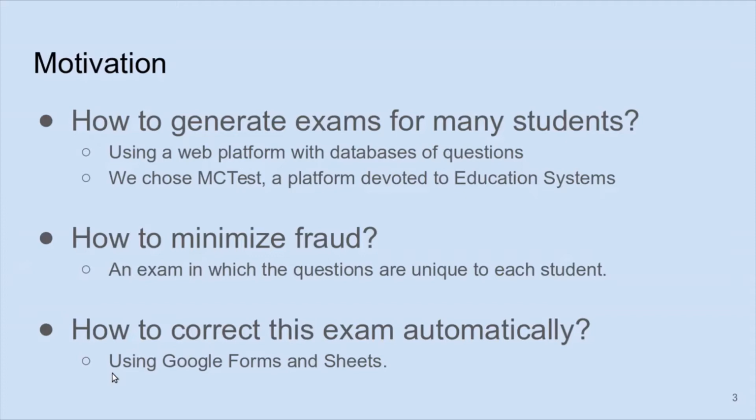We first need a database of questions, and the web platform MCTest offers many thereof, including parametric questions and random arrangement of their order, and also of the alternatives in the case of multiple choice. Hence, all the students get their exam with the same content, but the texts are unique. This helps minimize fraud. Moreover, the correction of part or all of the exam will be automatic by Google Forms and spreadsheets.